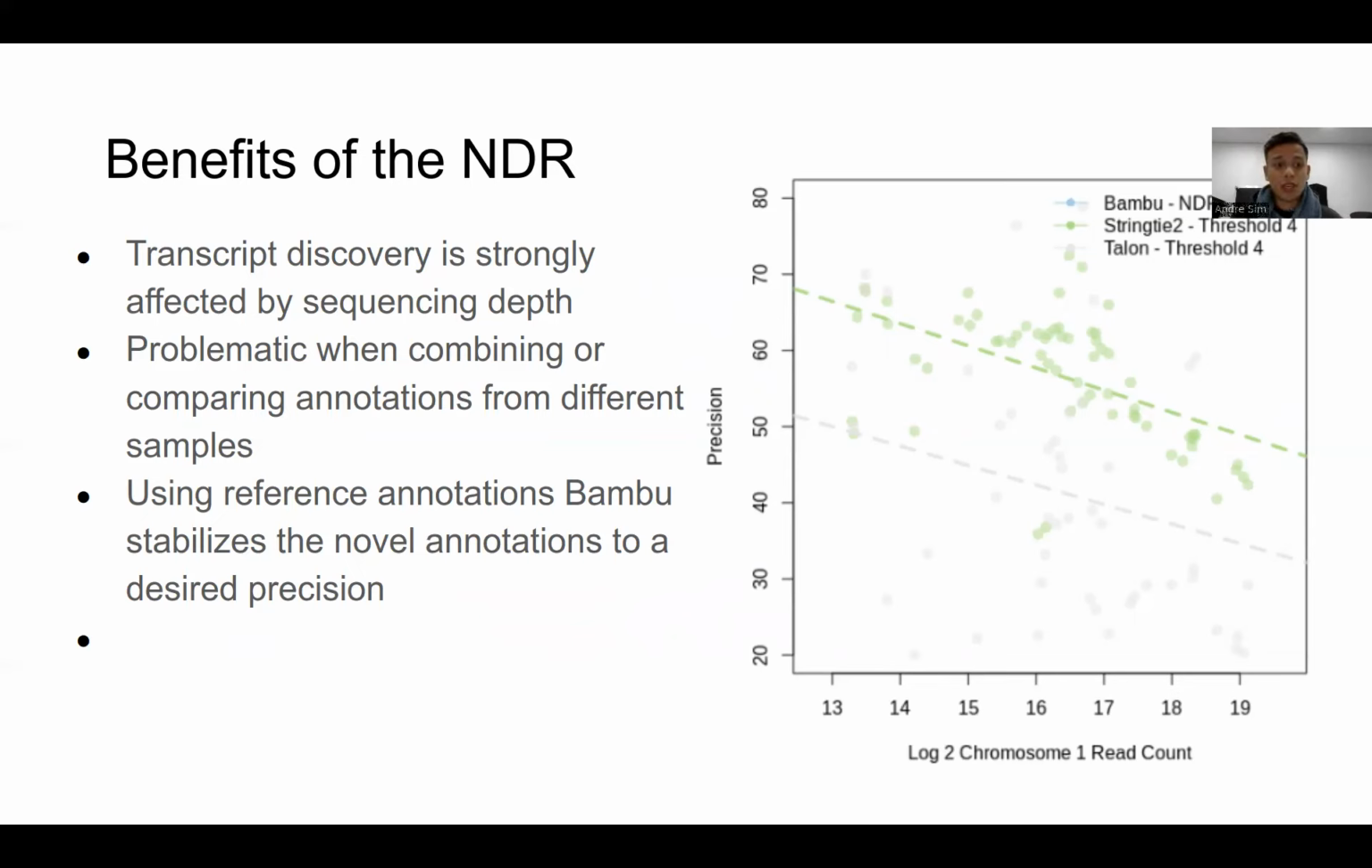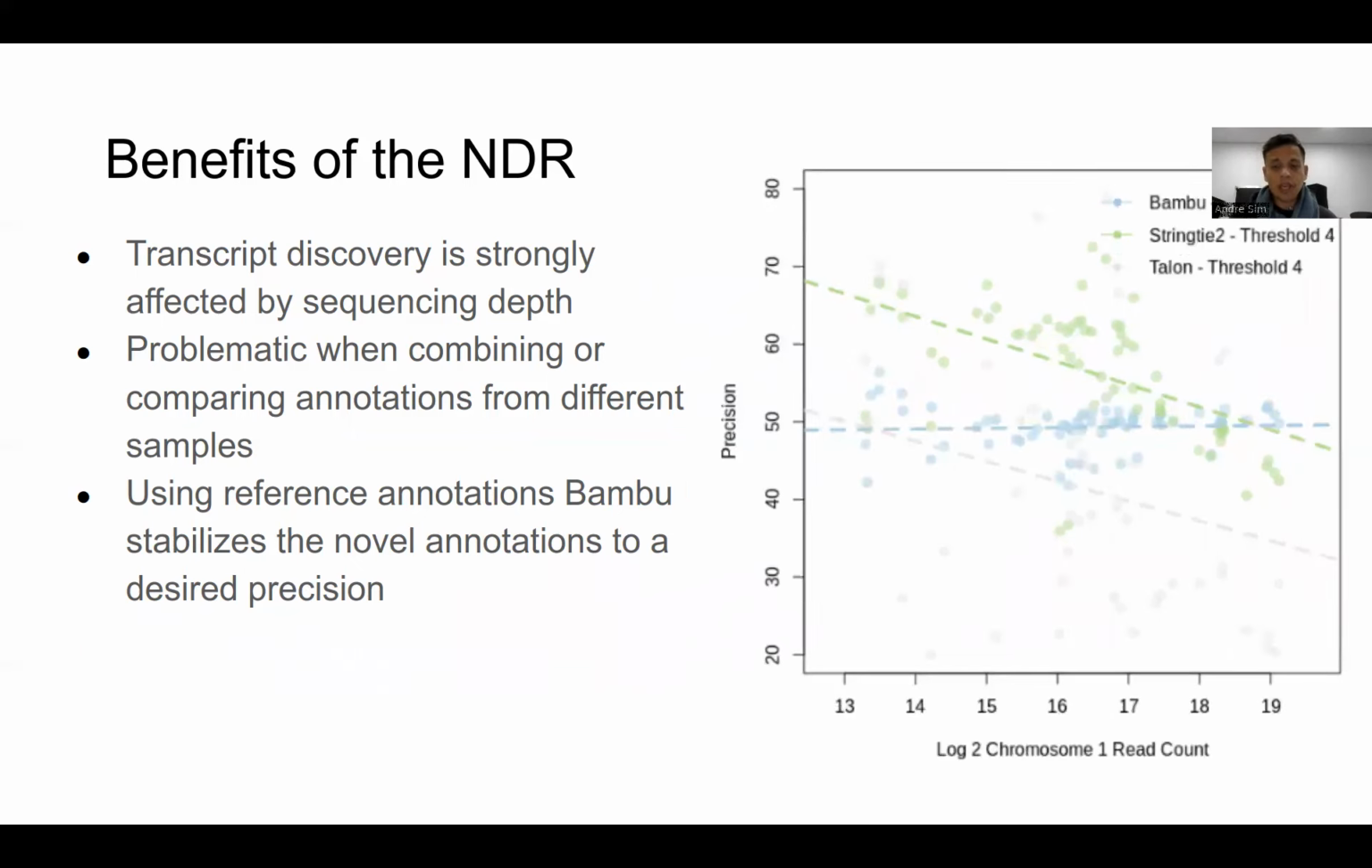So what we did is we started to calibrate our transcript probability score into what we call the NDR, or the novel discovery rate, which is analogous to a false discovery rate. So we use the reference annotations to do that, and what we're able to do is actually stabilize the output to give a relatively consistent precision independent of the sequencing depth of a sample, and hopefully many other potential sample variations.